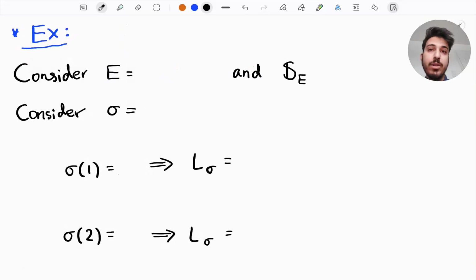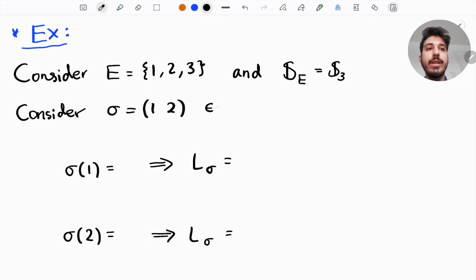Let us now have a look at an example. Let E be the set containing 1, 2, and 3, and S_E be just S_3 in this case, because we have 3 elements. Consider sigma being the cycle (1 2). So sigma is a permutation in S_3.